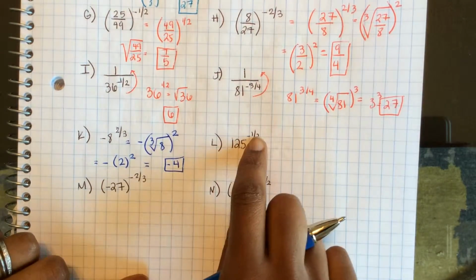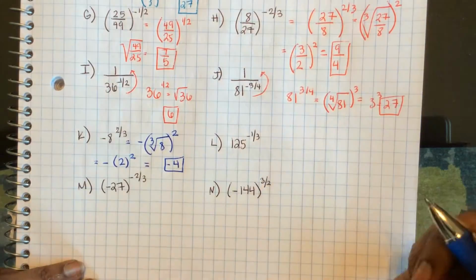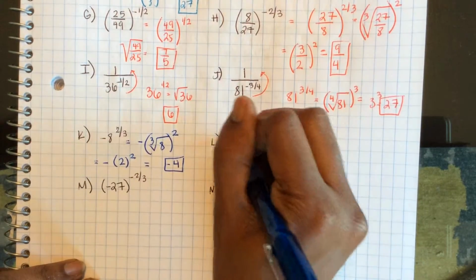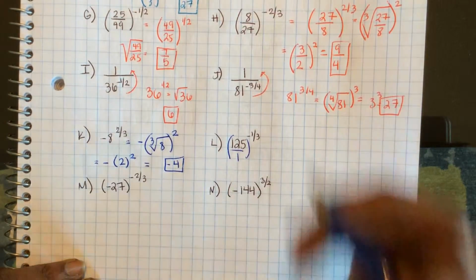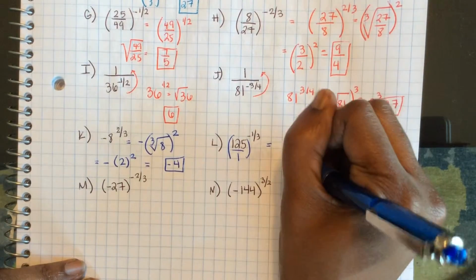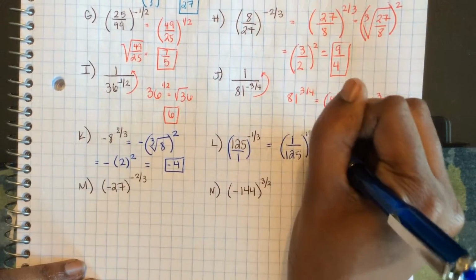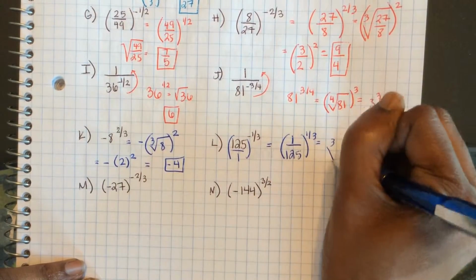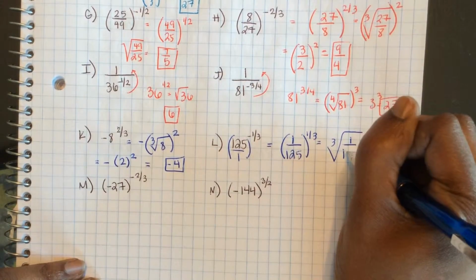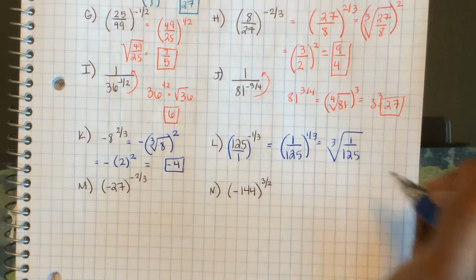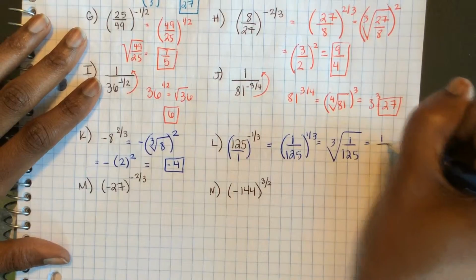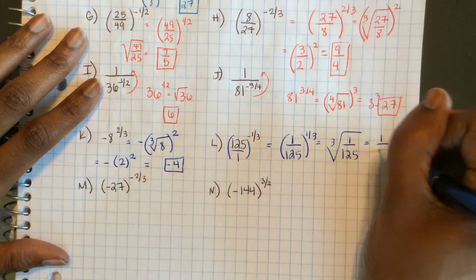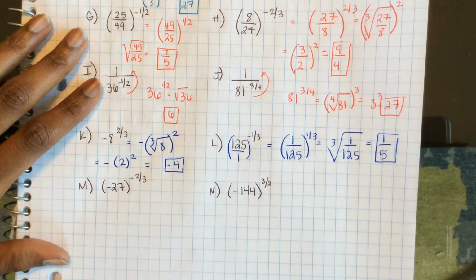Okay, here we go. We have another negative exponent. I can make a fraction by putting it over 1 and reciprocate it. I have 1 over 125 to the 1/3 power. That is the cube root of 1 over 125. The cube root of 1 is 1, and the cube root of 125 is 5.